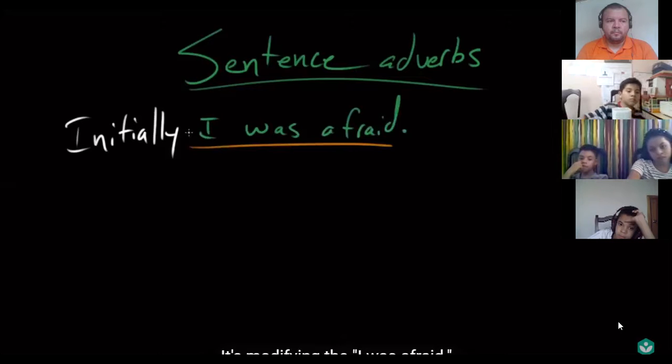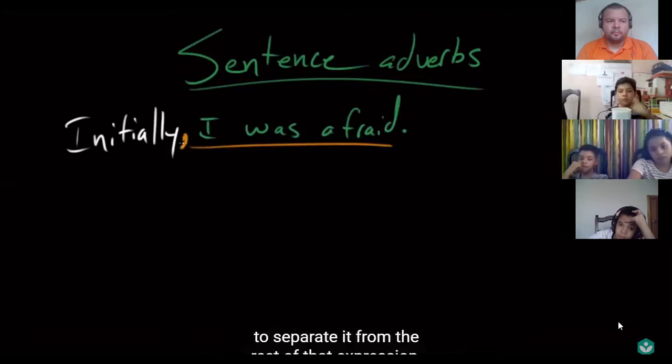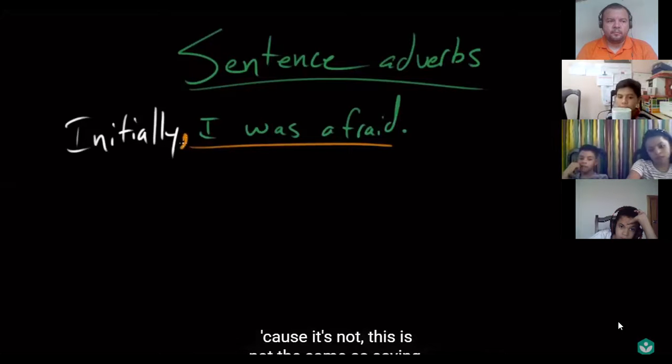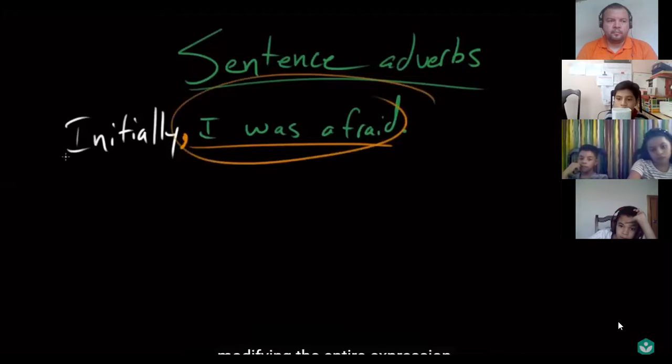So we're going to put a comma here to separate it from the rest of that expression. That's why we call it a sentence adverb, because this is not the same as saying "I was initially afraid." This is, like you said, modifying the entire expression. Let's look at another example.